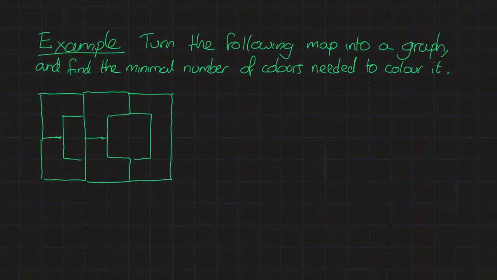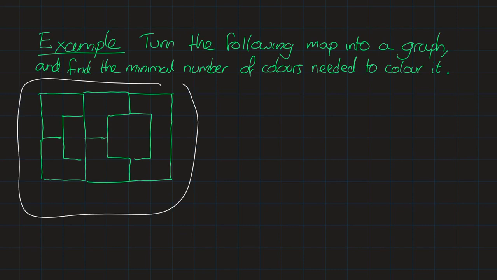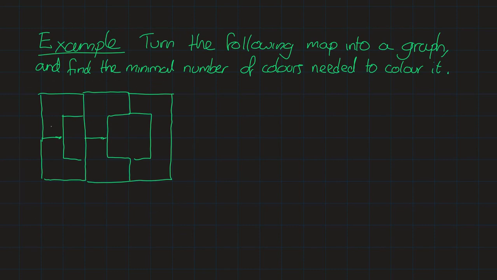In this example, I want you to turn this map into a graph. This thing here is a map. It's like these are the countries, and the borders are the green lines. So turn this map into a graph and find the minimum number of colours needed to colour it. So how do I do this? Well, I'm just going to put a vertex down for every country or state or whatever you want this to represent. And then I'm going to draw an edge if these states share a border.